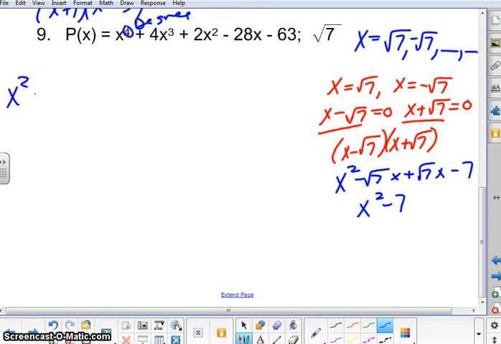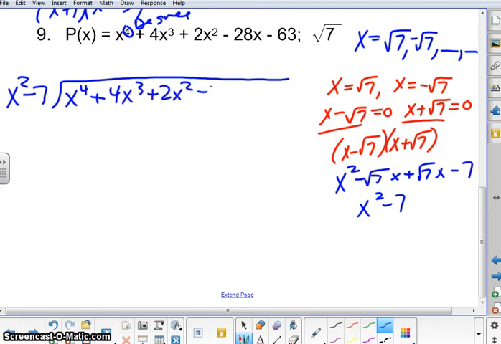So we're back to the long division because it has a degree of 3. X to the 4th plus 4x cubed plus 2x squared minus 28x plus 0. There's a missing term right there. Okay, now again, push pause, see if you can practice long division. The more practice, the better you're going to get at it.